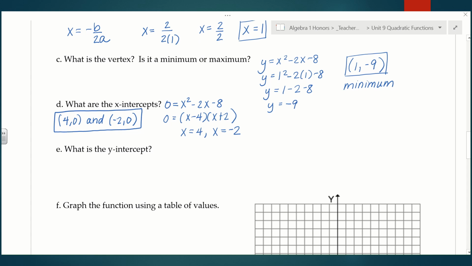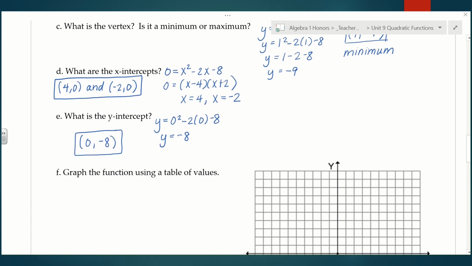Part E, what is the y-intercept? Well, kind of the opposite of the x-intercepts. If you think about where your function crosses the y-axis, it's somewhere where x is equal to 0. So what I'm going to do is, instead of putting 0 in for y, I'm going to put 0 in for x. And so when I solve that, I'm going to get that my y-intercept is negative 8. So this would be 0, negative 8.